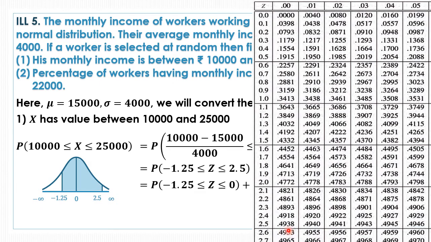So we will add the values for 1.25 and 2.5: 3944 plus 4938 gives the answer 0.8882. This is the probability that a worker selected has his monthly income between 10,000 and 25,000. Okay, so moving on to the second part of this question.